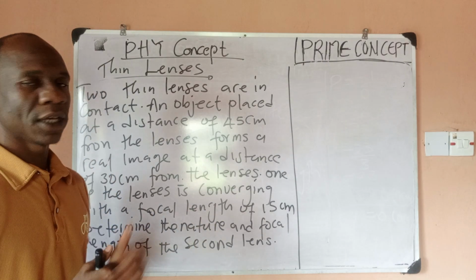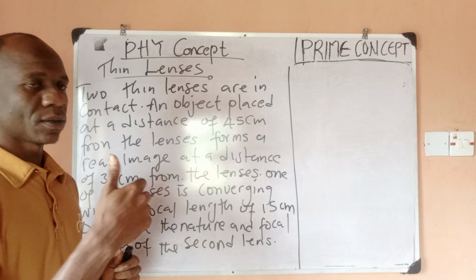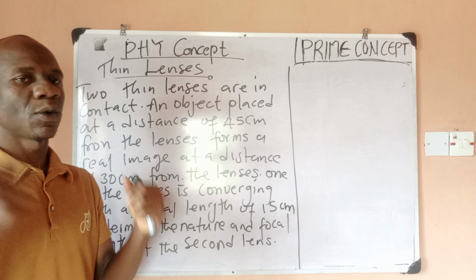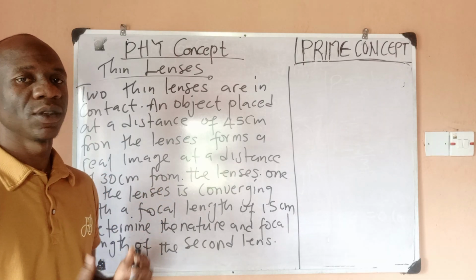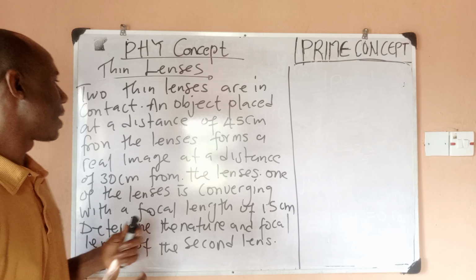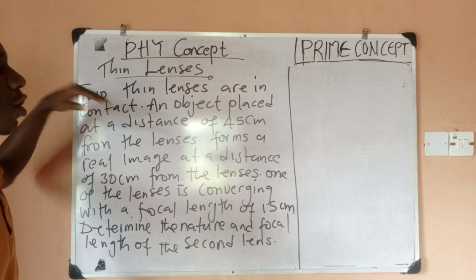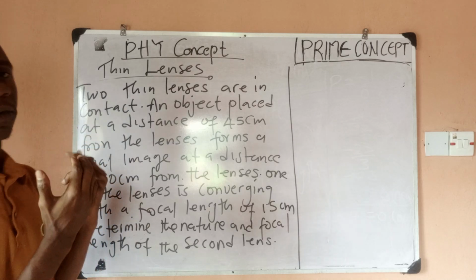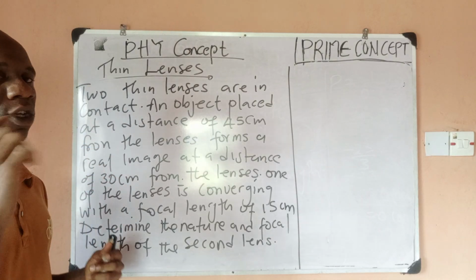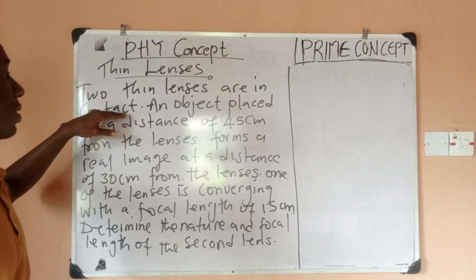Now we have a problem to analyze under the thin lenses. This problem is under what we explained in our previous video, so do well to check the previous video so that you would understand. We said two thin lenses are in contact, so this is a problem under combination of lenses, that is to say, finding combined focal length.